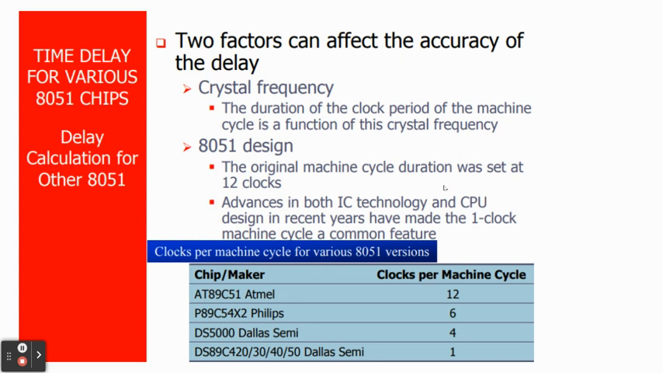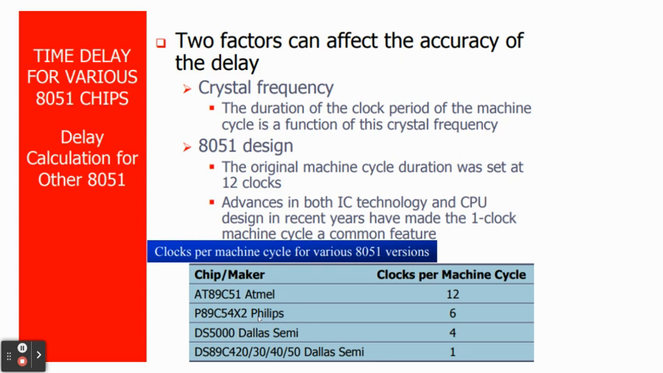As you can see in this table, we have the clocks per machine cycle for different kinds of 8051 versions. In the first column is the chip maker, and in the second column are the clocks per machine cycle. For the 89C51 made by Atmel, the clocks per machine cycle is 12. This is what we normally use in our examples.